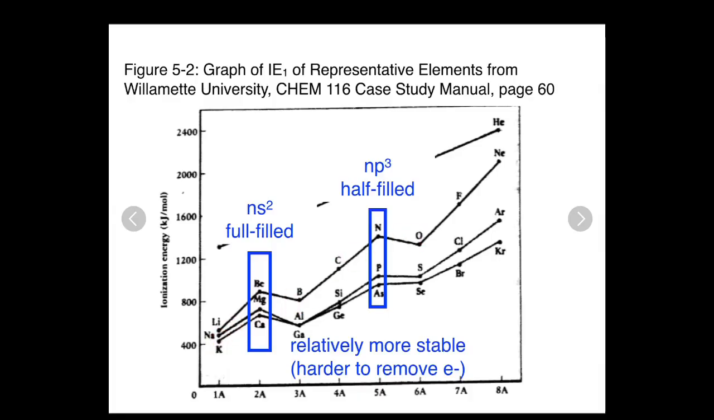The reason for that is because these two groups are part of the full field configuration and half field configuration that are relatively more stable than any of these. So that's why it's slightly going to be a little bit higher. Okay, so full field means that the S, the outer shell orbital S, is already filled with 2. Half field means the outer shell for P is already filled with 3 electrons.